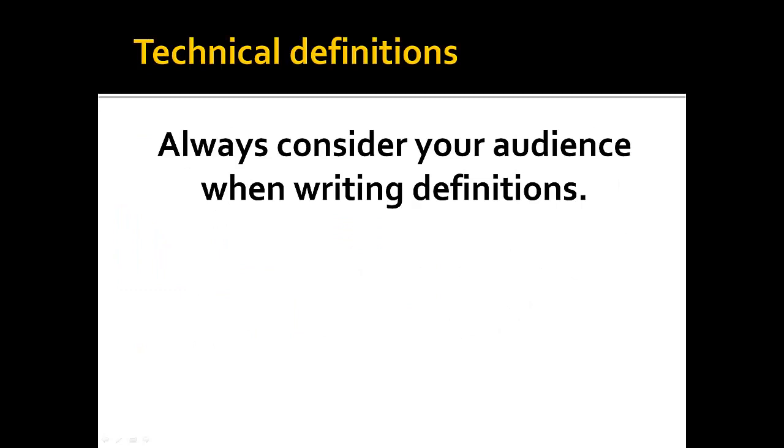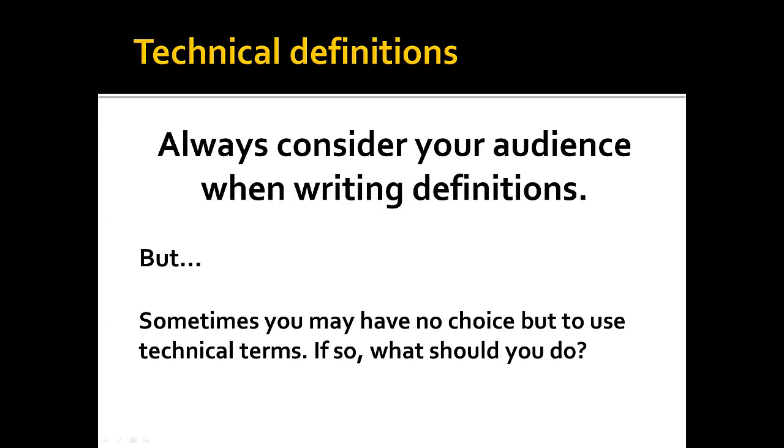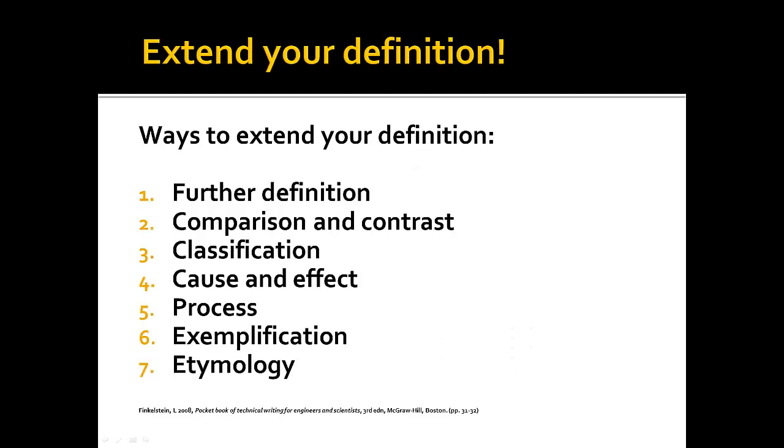Okay, once you've done that, with technical definitions, it's important to always consider your audience when writing your definitions. Sometimes you may have no choice but to use technical terms. There's just no other way to describe it. And if so, what should you do? Well, Finkelstein has 7 different ways to extend your definition. They are by providing a further definition, by using some kind of comparison and contrast, further classification, talking about cause and effect, describing the process, giving examples, so through exemplification, or talking about the etymology, and that basically means the history of the words, where do the words come from.